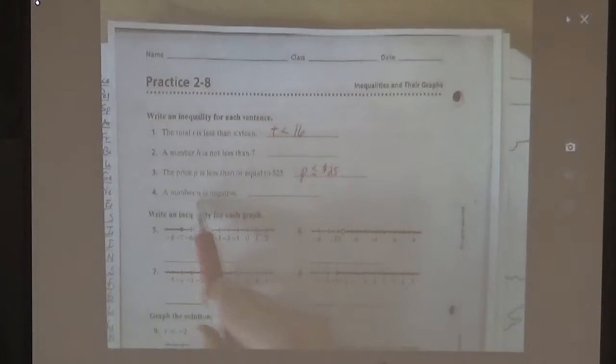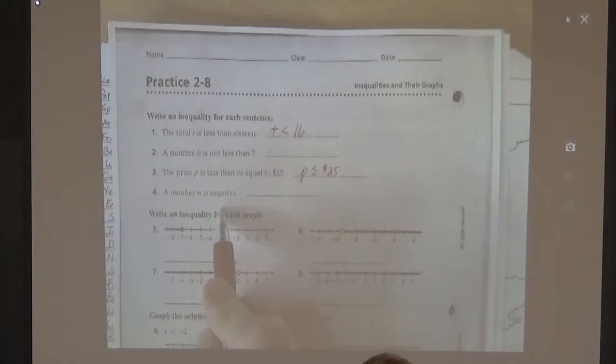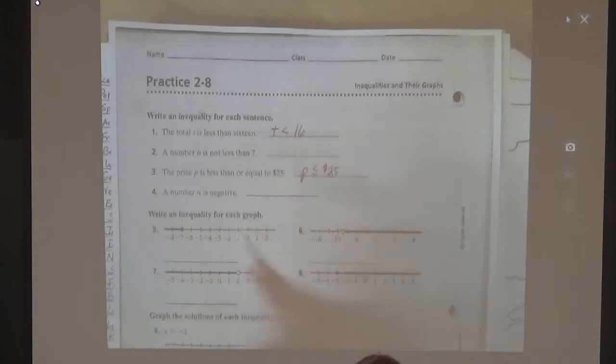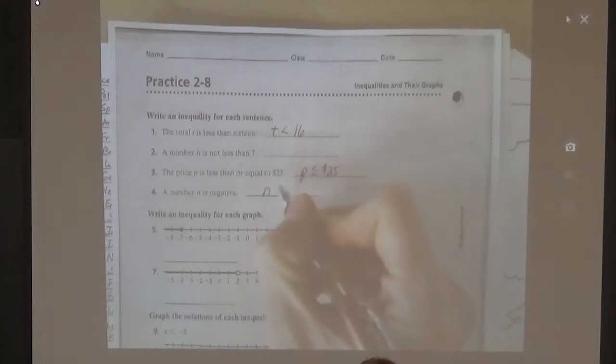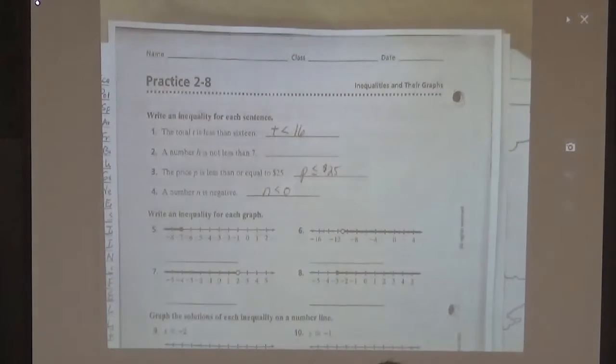A number n is negative. Do they give us a number here? No. But we know where the negative numbers start, right? So we could put n is less than 0. Correct. Very good, Jacob. N is less than 0. Is it equal to 0? No. No, 0 is not negative. So n is less than 0.